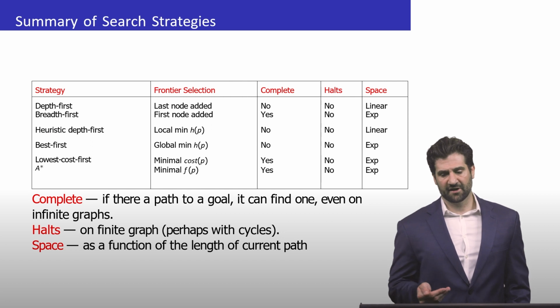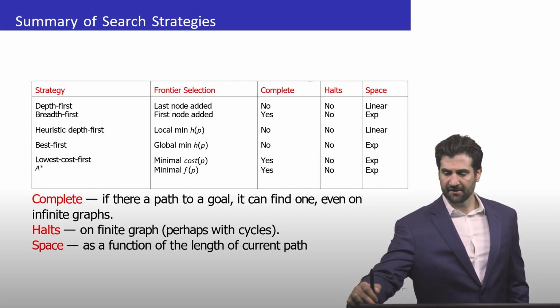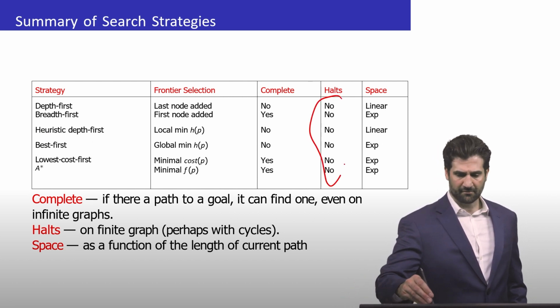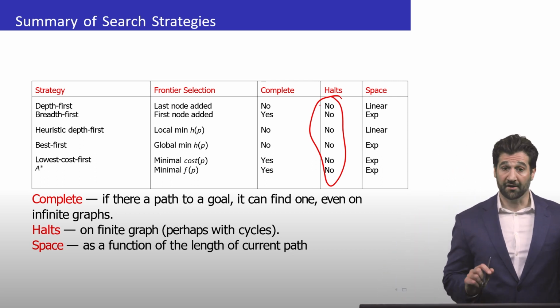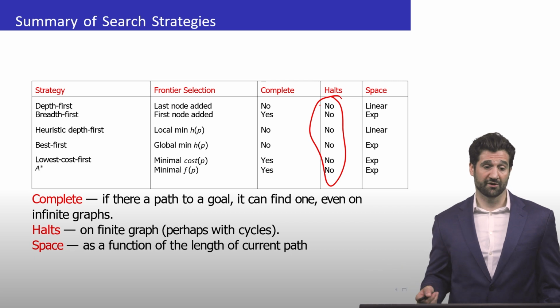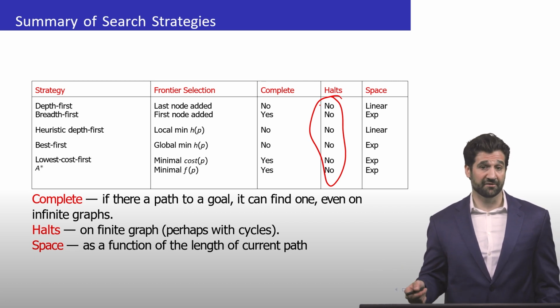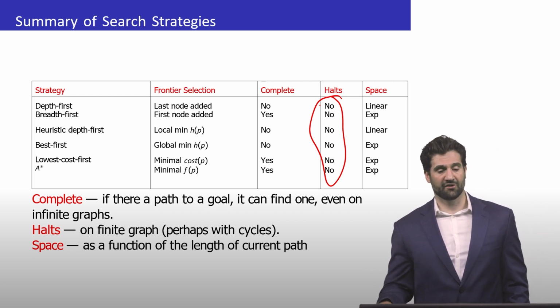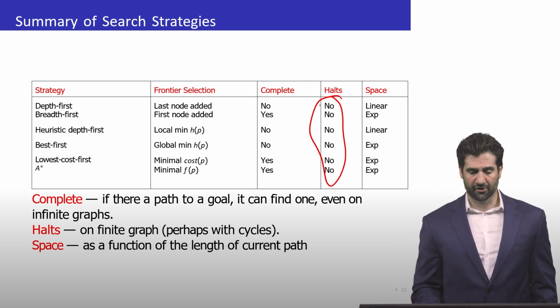So again, to recap, we see here right away that big problem. Halt on a finite graph, not even dealing with something where you can infinitely expand out nodes, just a finite graph. None of these halt. So how can we work to get around that?